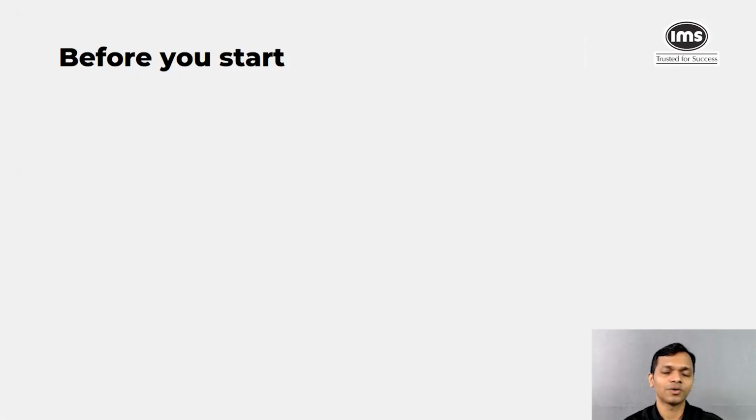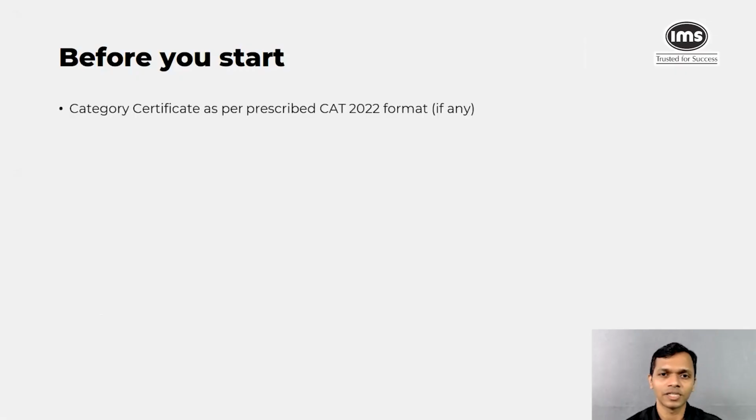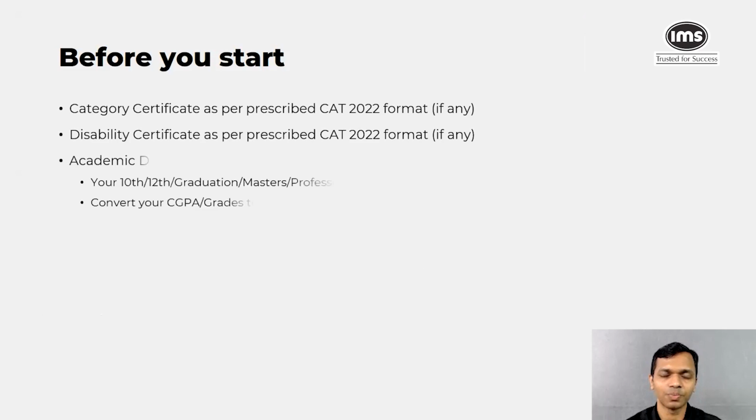The next set of things that you are going to require is, of course, a category certificate, if that is applicable. There is a prescribed format for this, which is there on the CAT website. We will leave a link in the description so you can check it out for yourself. Same thing applies for disability certificate. If it is applicable, you have to give it in the prescribed format as per CAT 22.